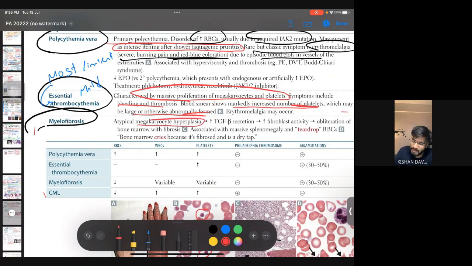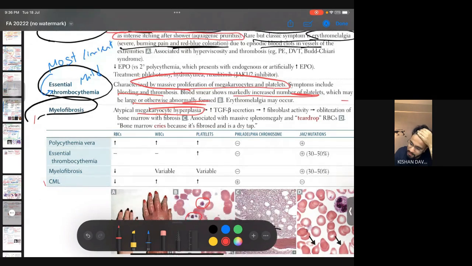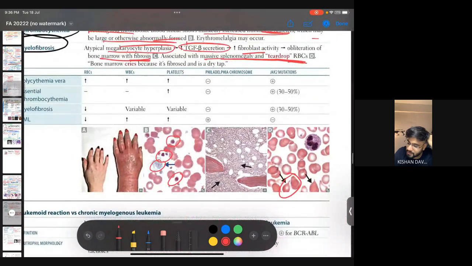Atypical megakaryocyte hyperplasia. Okay, increase in TGF beta secretion, fibroblast activity, obliteration of bone marrow with fibroblasts. Fibroblasts will increase. TGF beta we did in immunology. It is anti-inflammatory and causes fibrosis. Associated with massive splenomegaly and teardrop RBC. Teardrop RBC. This is what a teardrop RBC looks like.